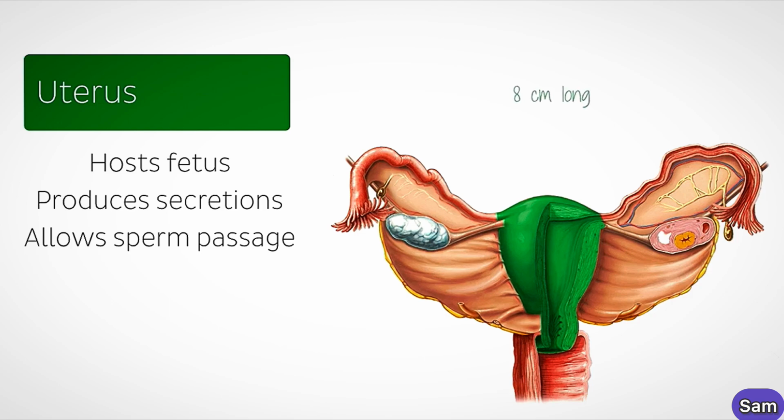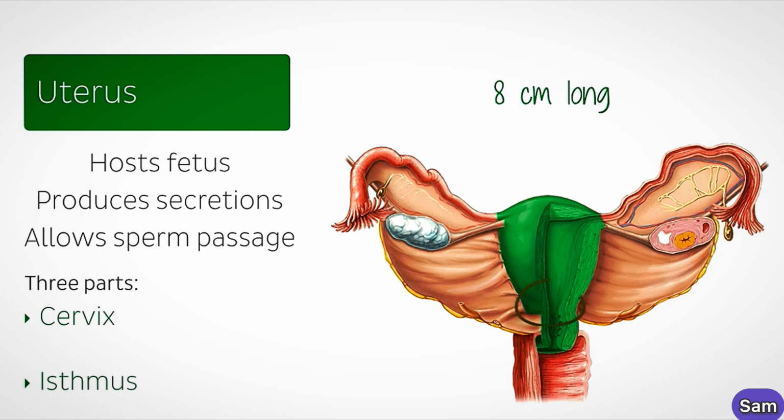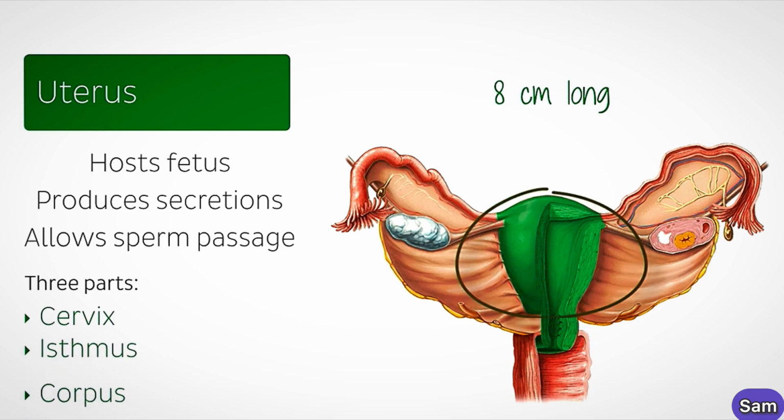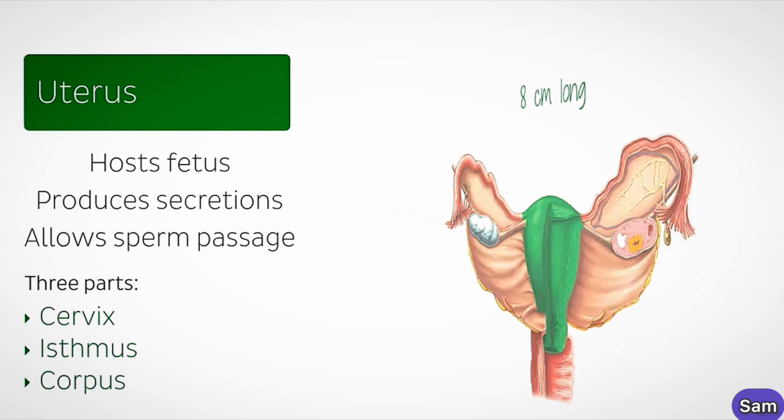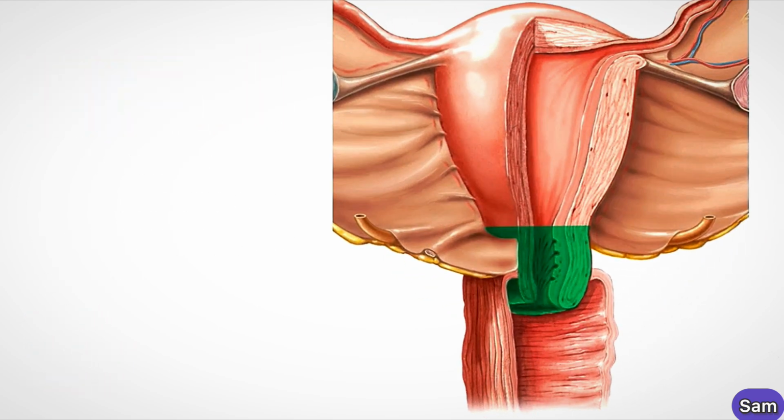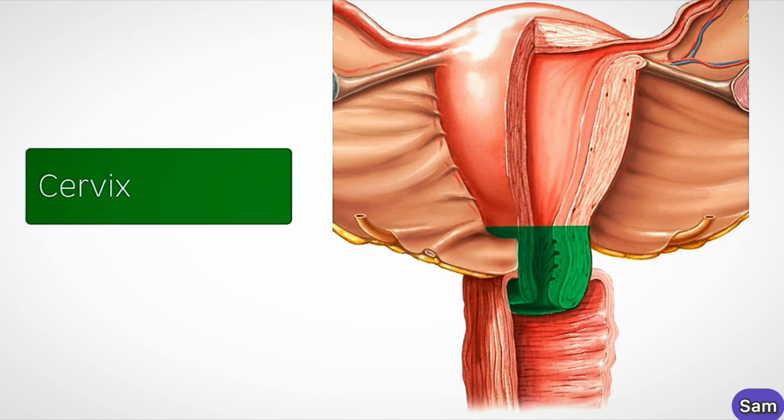The uterus is about 8 centimeters long and can be divided into 3 main parts: the cervix, which we mentioned on the slide before, the isthmus, and the corpus, or the body. And the fundus is also an important part of the uterus, which we'll talk a little bit about after the first 3. And let's now take a closer look at the parts of the uterus in more detail.